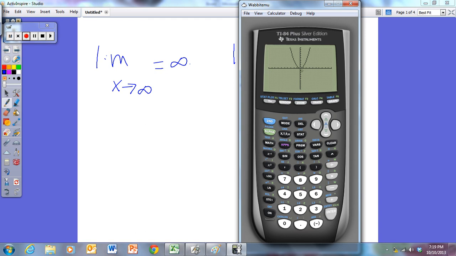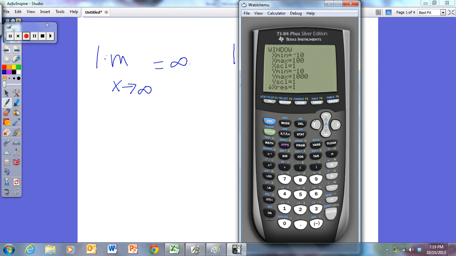Now it's hard to see it because we're only looking at a 10 by 10 window, but if we change the window and we make the y max go up to 1,000 and we make the x max go up to 100, watch what happens. See how the graph keeps going up? It'll keep doing that all the way to infinity.